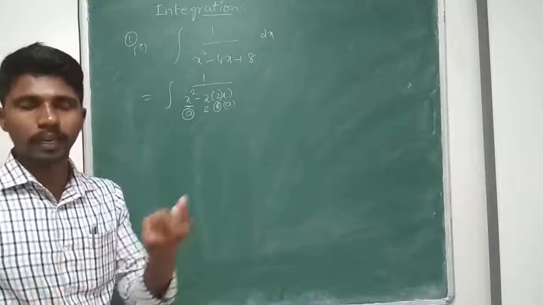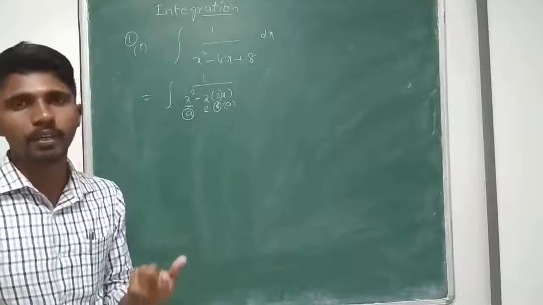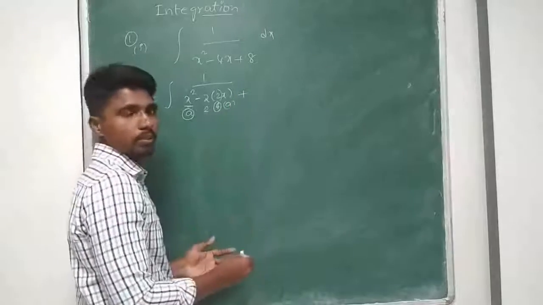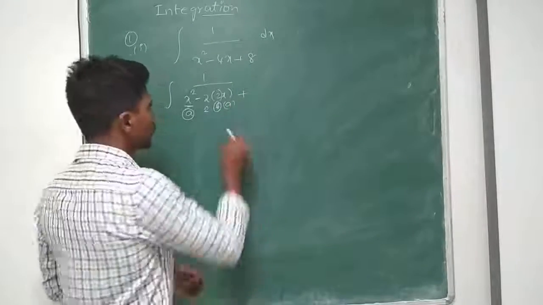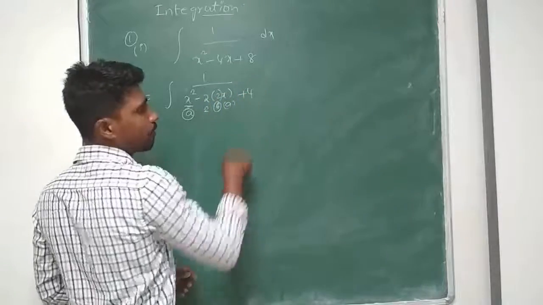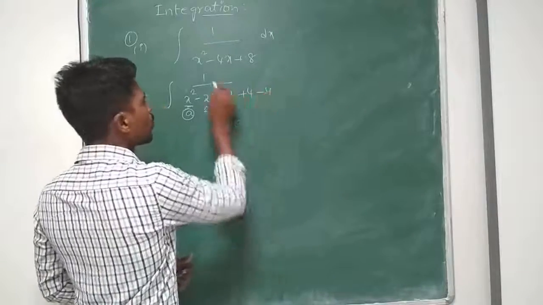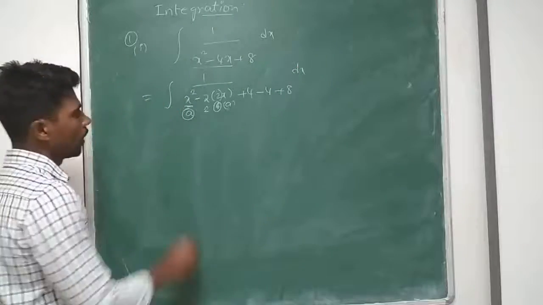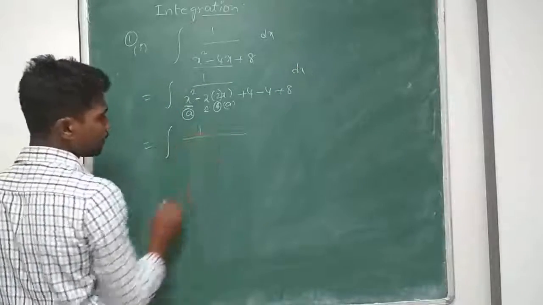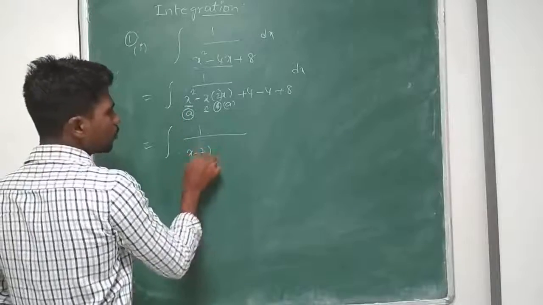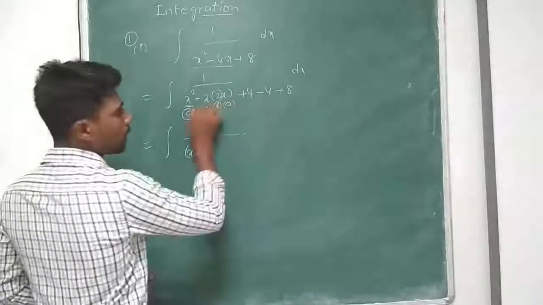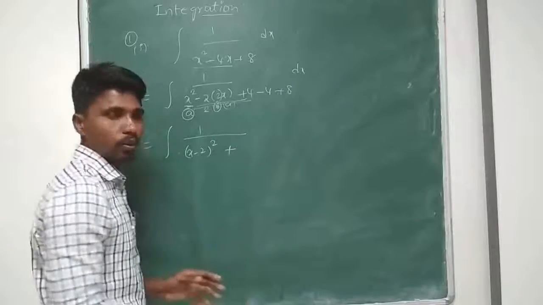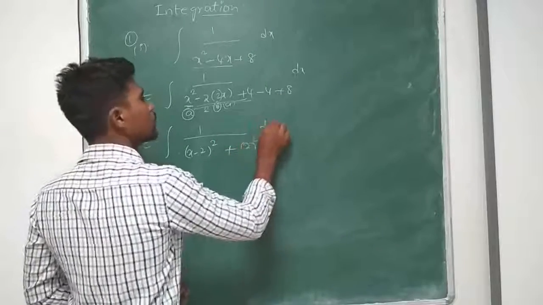To convert in the form x minus alpha whole square or x plus alpha whole square, I need this b square. So I can add and subtract b square. What is b? 2. So 2 square is 4, minus 4, and till this is completed, I have plus 8 dx. Now it can be written as 1 by x minus 2 whole square plus 8 minus 4 as 4, which can be written as 2 square, dx.